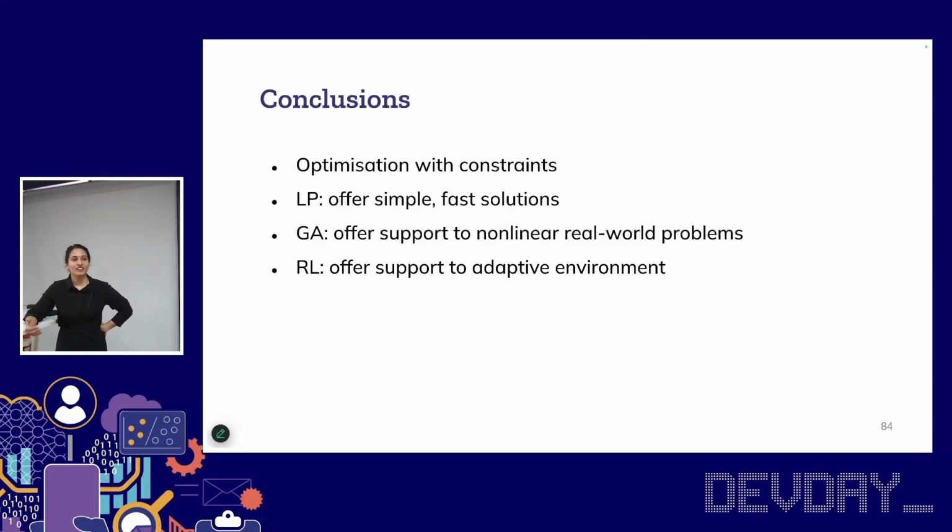So we looked at constraint optimization as a problem. We have seen different algorithms, LP, which offers simple, fast solutions, but it will only work for linear formulation of problems, simple problems in general. GA offers support to nonlinear real-world problems, as you have seen already, but it requires that math formulation to be carefully crafted.